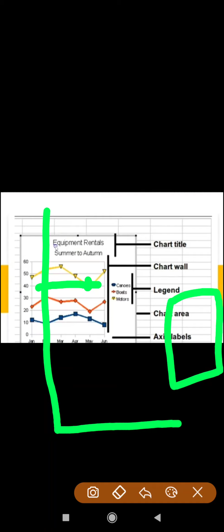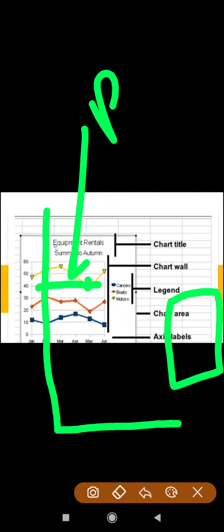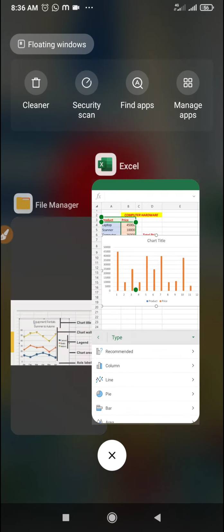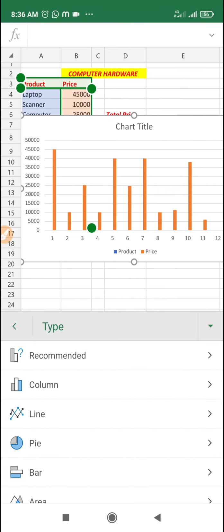The chart wall is the area that enables you to differentiate the actual chart from the other parts. The chart area is the total area where all the components of the chart are enclosed. The plot area is the area that contains the actual chart. So in this video we have covered what a chart is and what the components of a chart are. Now we are going to learn how to insert a chart.